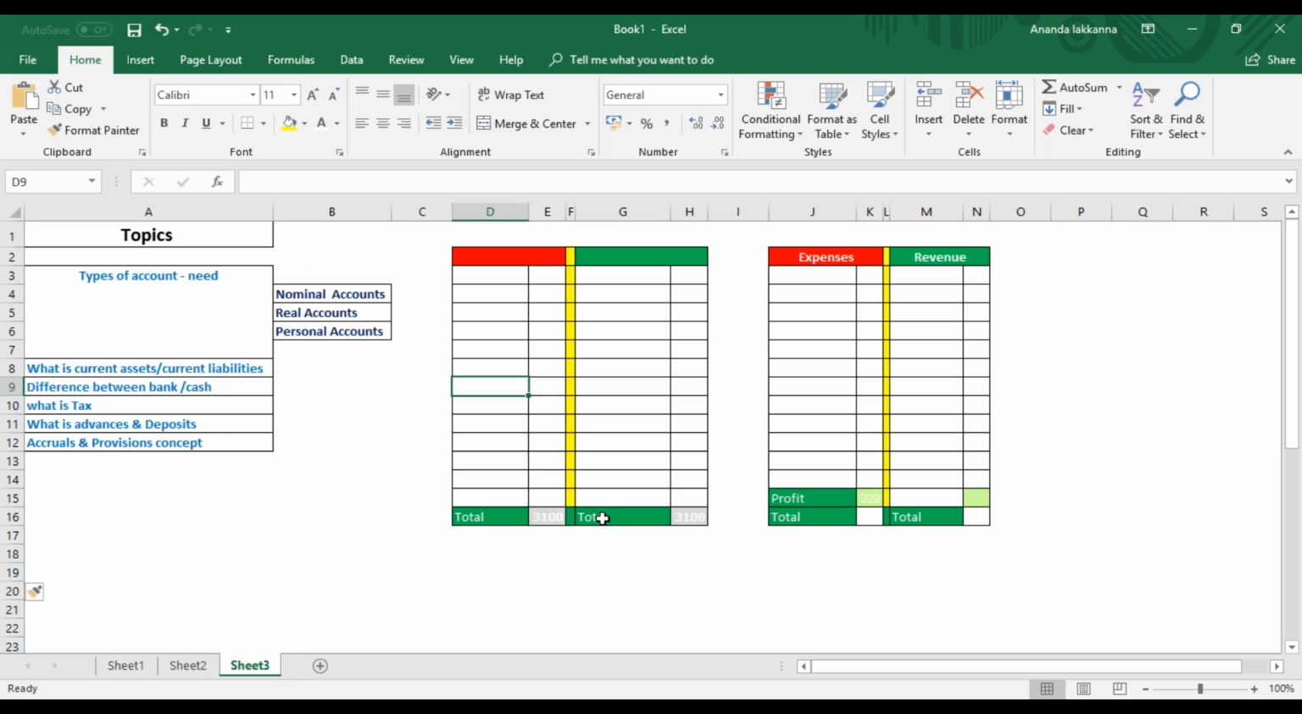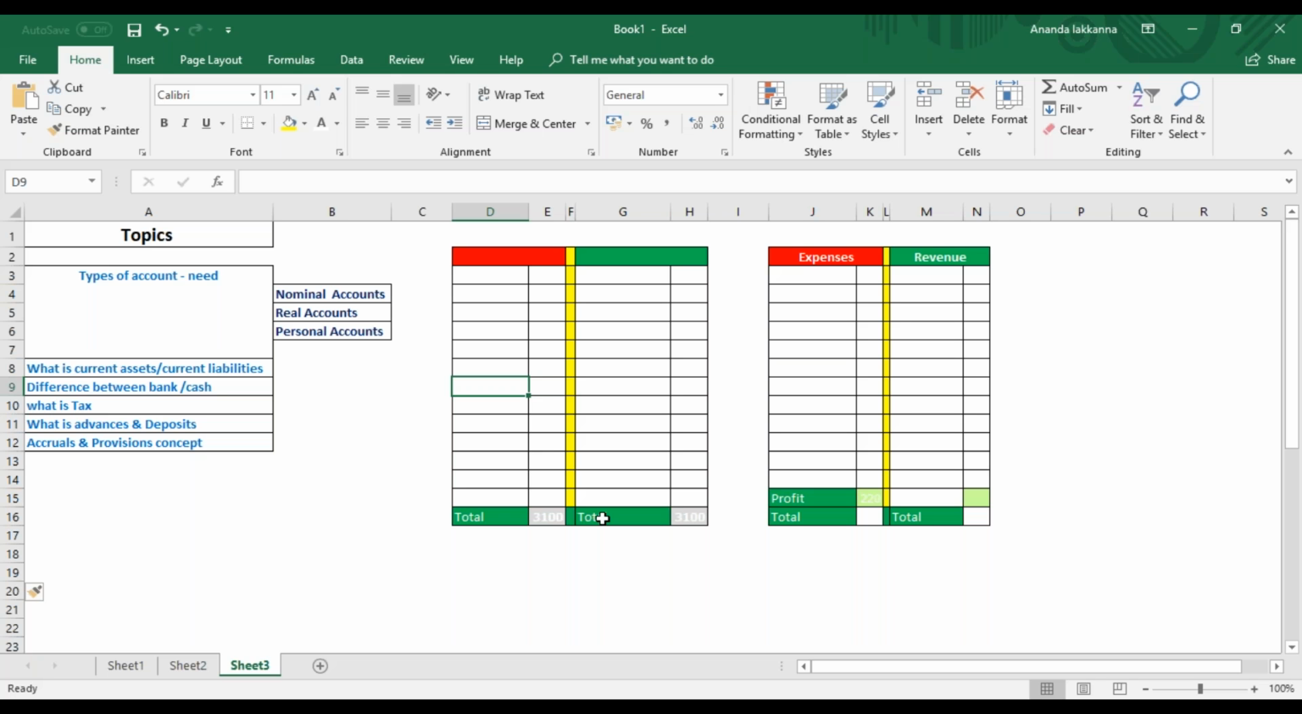The topics which I'm going to cover here are the types of accounts which we already know, like nominal accounts, real accounts, and personal accounts. The basic accounting types that we know. So why do we use these accounts? Why can't we use only one type? Like this, I'm going to explain this first.